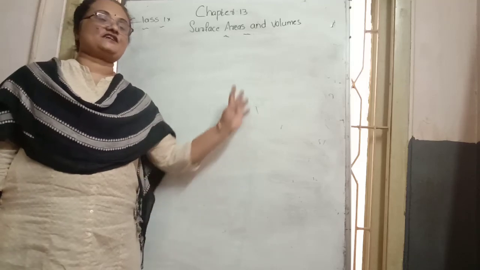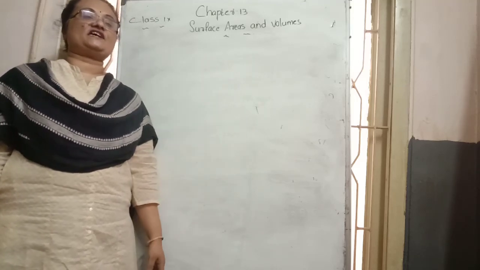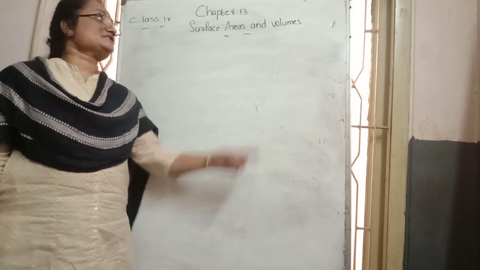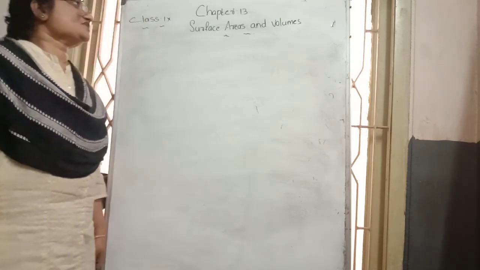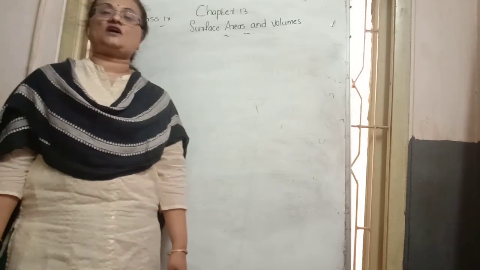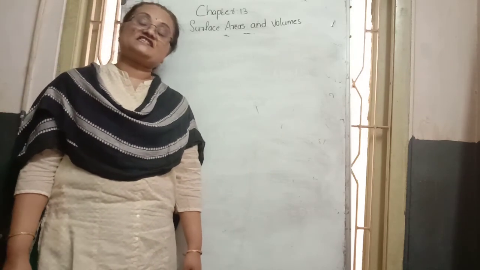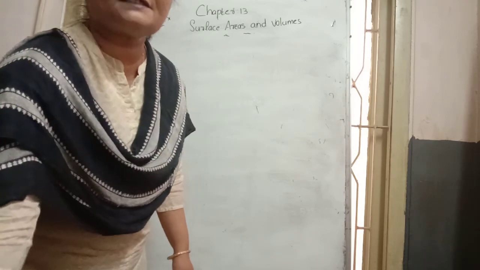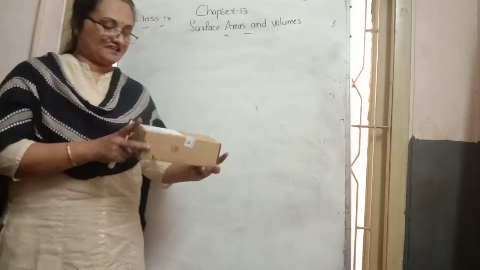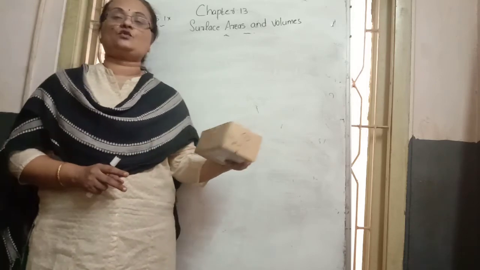Hi students, now we are going to discuss chapter 13, surface areas and volume. For that, first of all, we are going to learn about a cuboid shape. What is the specialty of a cuboid? A cuboid has how many faces? 6 faces it has. See, this is an example for a cuboid shape.